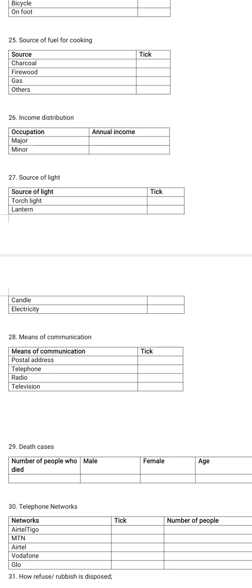Then the income distribution. Now you ask them, the major, what is their annual income? This is where the Lorenz curve will work. Number 26, the income distribution, is where the Lorenz curve will work. So find out their income distribution.